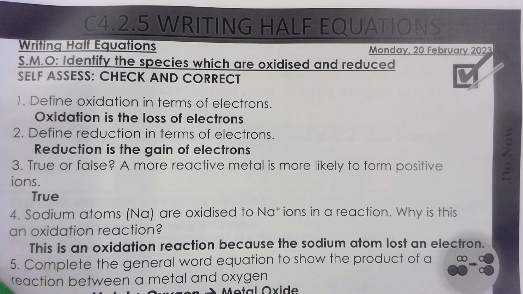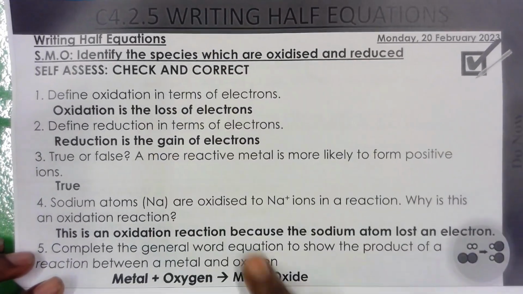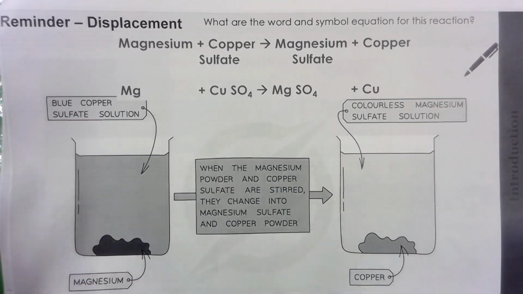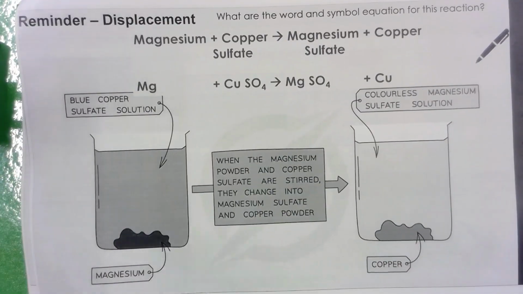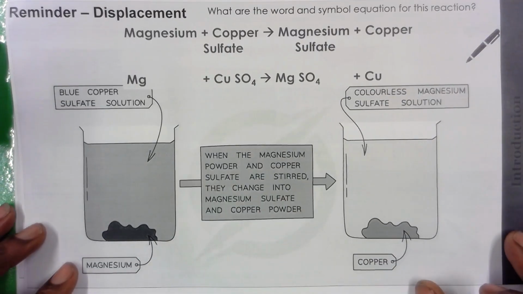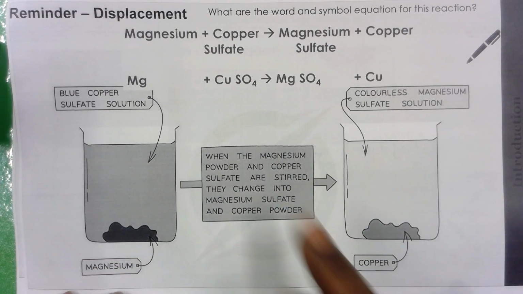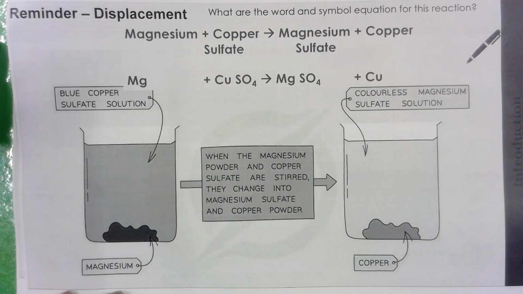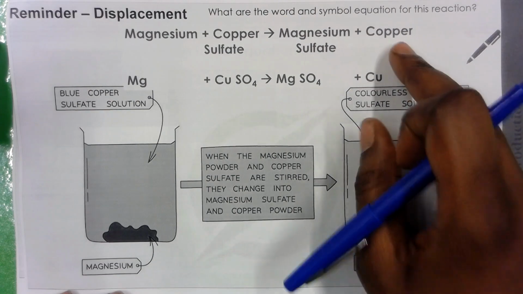Today's lesson is writing half equations. You should have hopefully finished your do now, and I'm just going to go to the first slide, and we're just going to remind ourselves about displacement. We looked at this last lesson, and we can see in this displacement reaction we have magnesium reacting with copper sulfate to produce magnesium sulfate and copper.